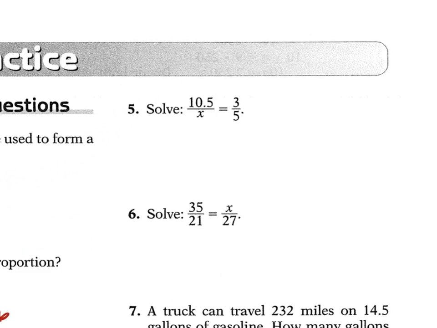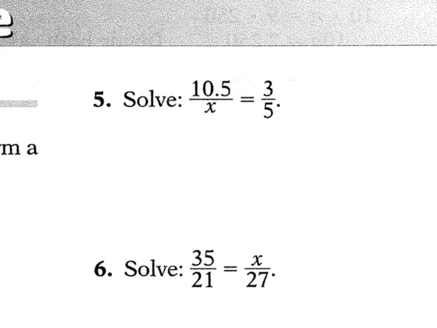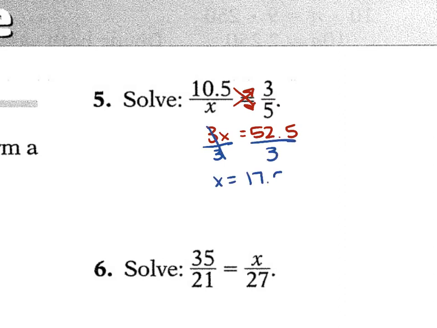For 5, we have 10.5 over x is equal to 3 over 5. So we cross multiply. So that's going to be 3x is equal to 10.5 times 5, which is 52.5. We divide each side by the 3. We get that x is equal to 17.5.